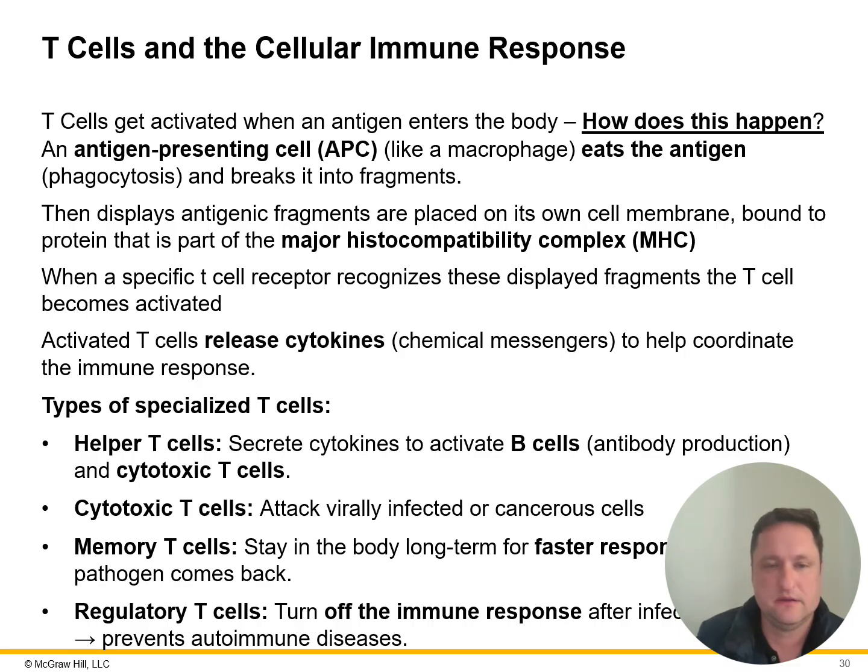So here's essentially what happens. APC presents on MHC, then the TCR recognizes, T cells activate, cytokines coordinate. Okay. Helper cells, they help out. Cytotoxic T cells, they kill. Memory cells learn and prepare for the next time. And regulatory cells stop the attack when it's all over.